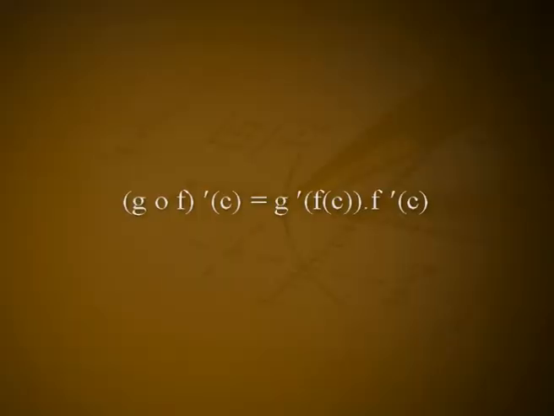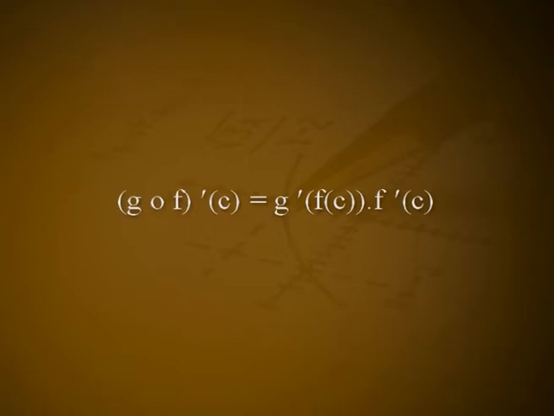Chain rule. Let I, J be intervals in capital R, f from I to R and g from J to R be functions such that f of I is a subset of J, and let c be an element of I. If f is differentiable at c and if g is differentiable at f of c, then the composite function g composite f is differentiable at c, and (g composite f) prime of c equals g prime of f of c into f prime of c.